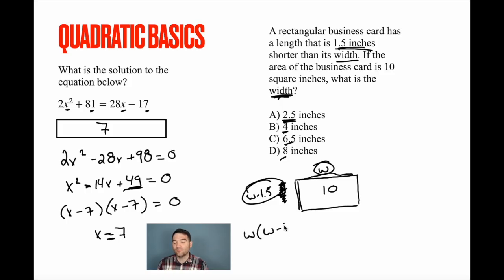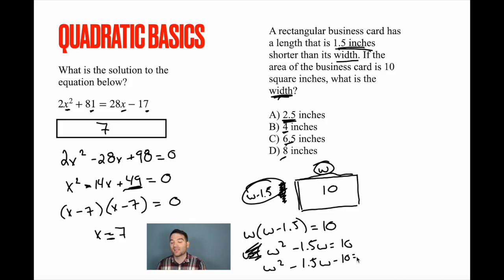W times W minus 1.5 equals 10. Okay, I'll distribute this in. W times W. So that's W squared minus 1.5W equals 10. Subtract 10. What do I get? W squared minus 1.5W minus 10 equals 0. There we go. That's a quadratic. Unfortunately, it's not nice, neat numbers like we had over here, right? I'm dealing with decimals, right?